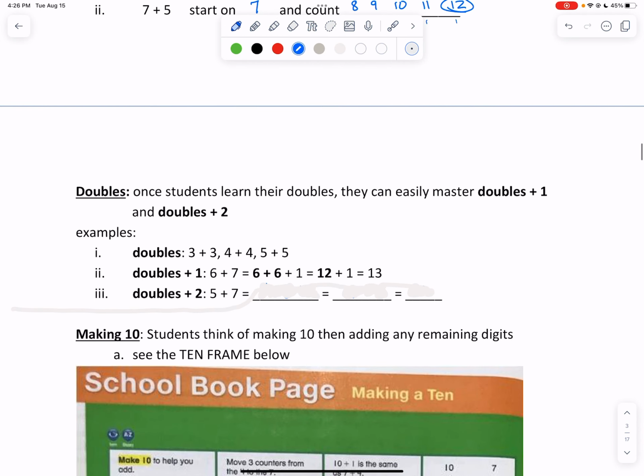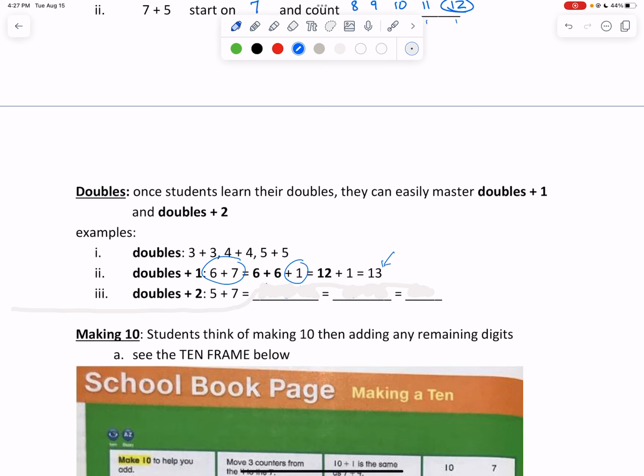The next one is just doubles, okay? So if you can get students to learn their doubles, they learn what 3 plus 3 is, 4 plus 4, 5 plus 5, and they have those memorized. 3 plus 3 is 6, 4 plus 4 is 8, 5 plus 5 is 10. Okay, so they've got those memorized. Then you can add doubles plus 1. So 6 plus 7, if your student already knows 6 plus 6 is 12, then they can just add 1 onto it and get 13. So that's what doubles plus 1 is.